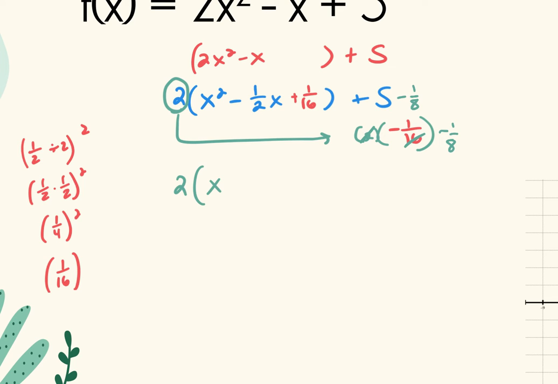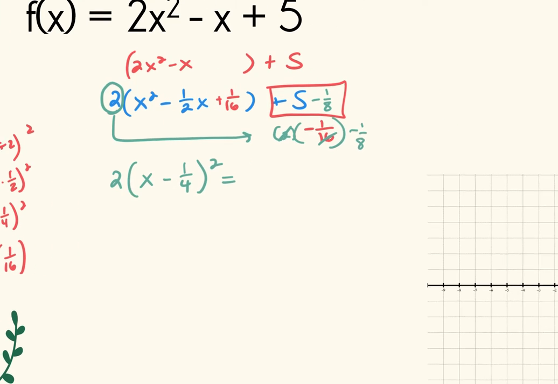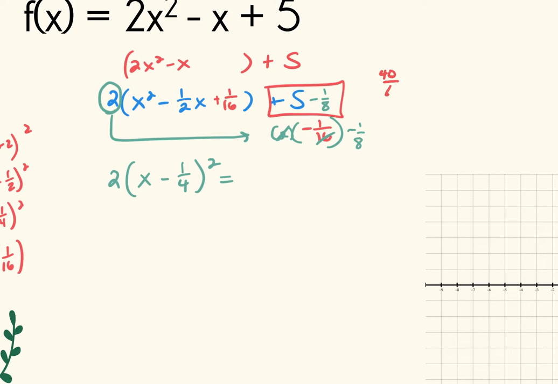Square root of x squared is x. Square root of 1/16 is 1/4. Take the sign from the middle, put it in parentheses, and square it. And then I have to do positive 5 minus 1/8. So that's 40 over 8 minus 1 over 8, or 39/8. Oh, this should be plus, sorry. Plus 39/8. And then that's your standard form.